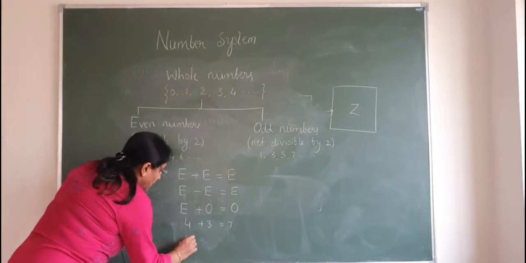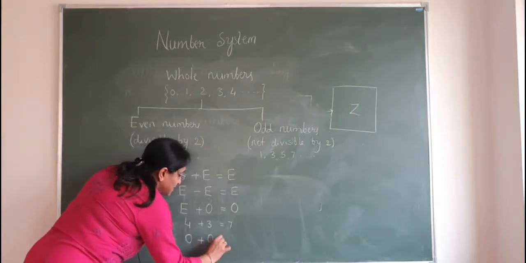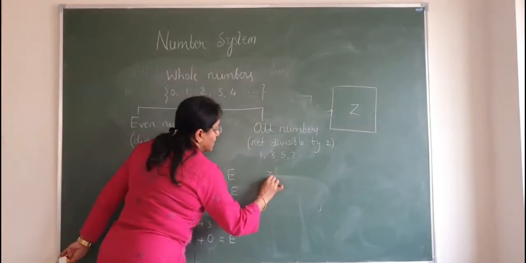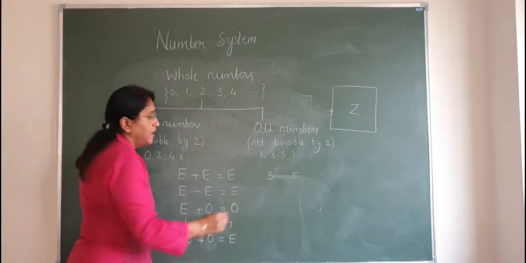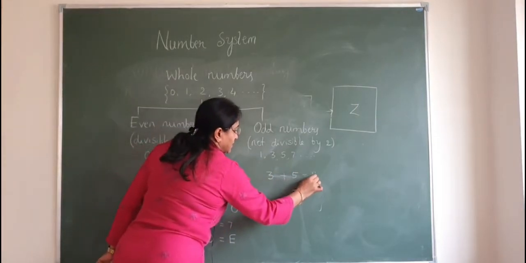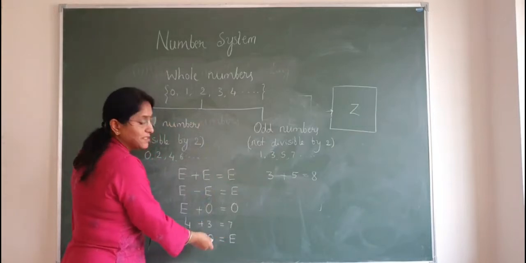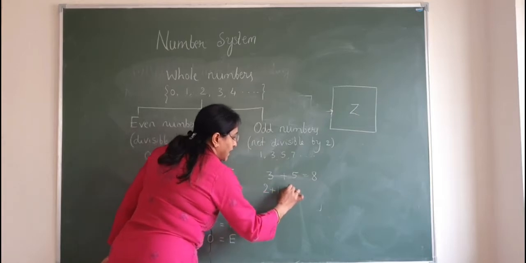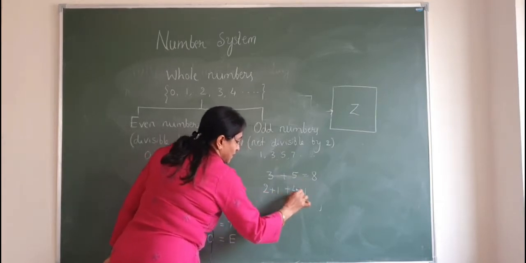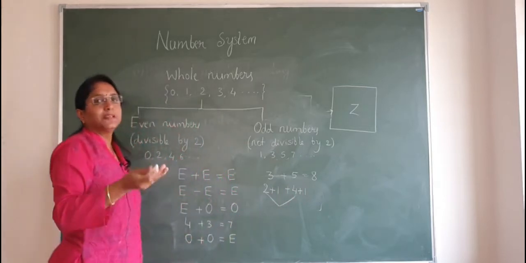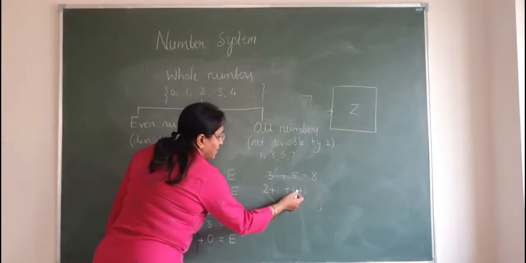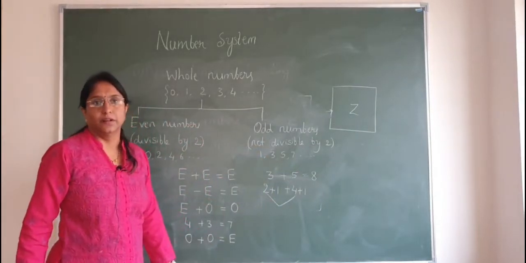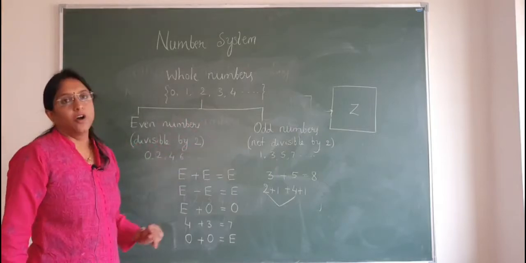But odd number plus odd number is always even. Why is it so? Because if I take 3 and 5 and add these two, you will get 8. Why is odd plus odd always even? Because 3 can be written as 2 plus 1, and 5 can be written as 4 plus 1. So 2 plus 4, that is even plus even, is even, and here we get 1 plus 1, that is 2. That's why odd plus odd is even. So this is about even numbers and odd numbers.